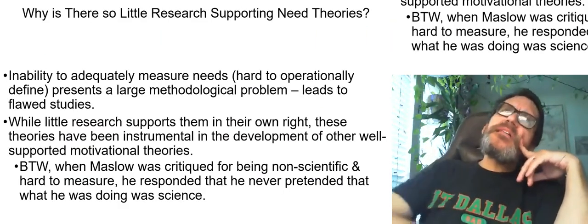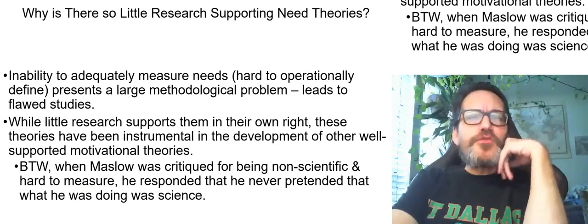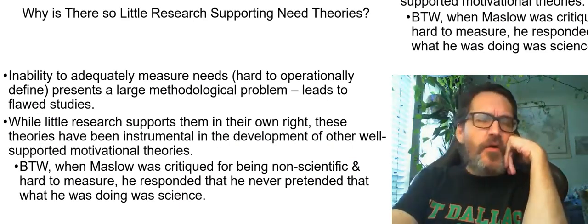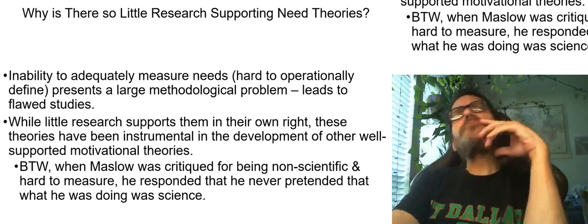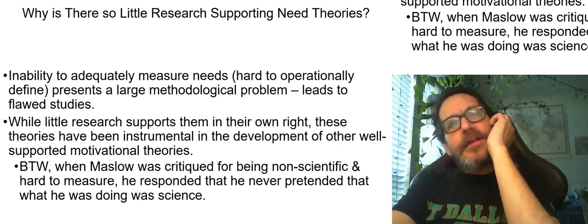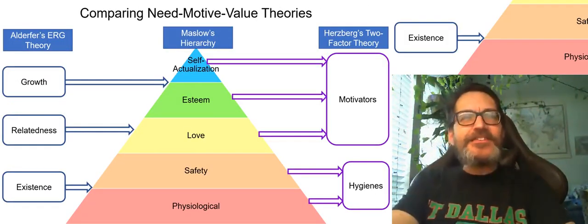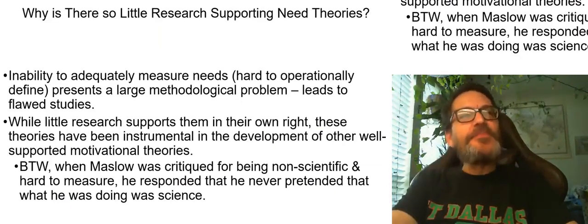Okay? So there's a lot of controversy surrounding Maslow or any of these needs, values, motives theories. And that is that they're hard to quantify. I mean, what is love needs? What is safety?